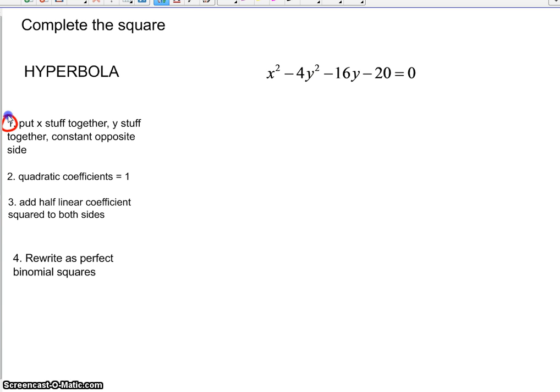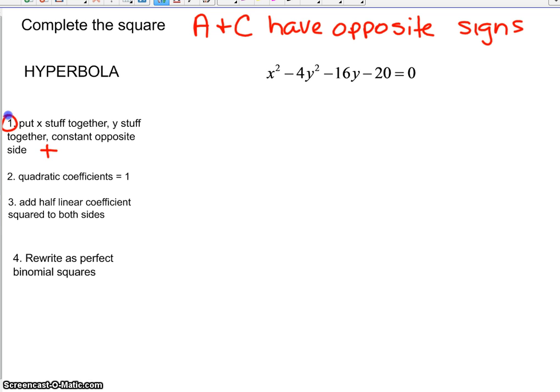But what we need to deal with in terms of hyperbolas is that A and C have opposite signs. And so what I always want to do when I have a hyperbola is put the positive piece first. So a positive A or a positive C goes first. So in this case, because my x squared part is positive, I'm going to put that first. Then my y junk, and then throw that 20 to the other side.